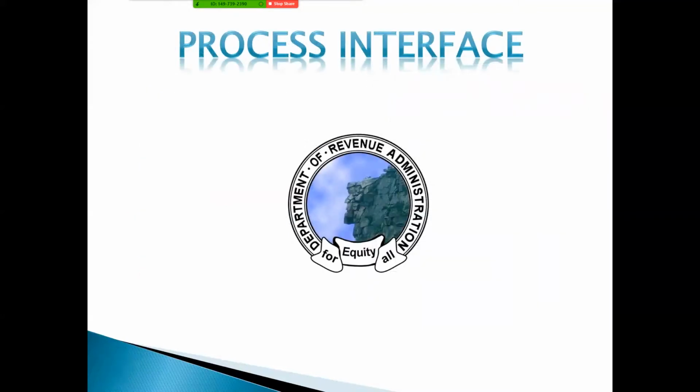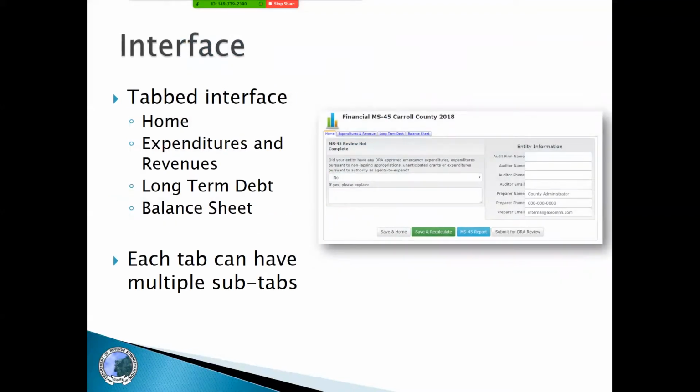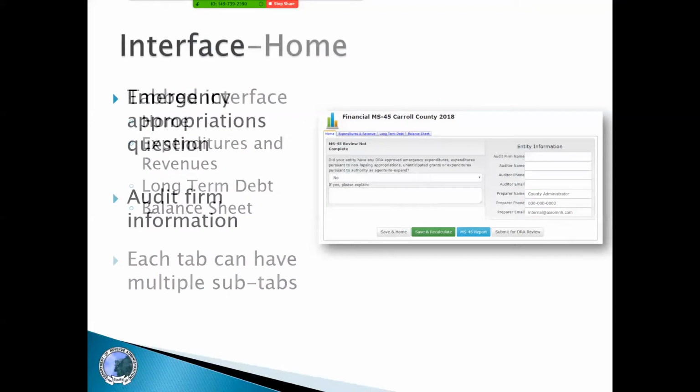Okay, so let's walk through the process interface, and we'll do it first in the PowerPoint here, and then we'll move forward and we'll actually take a look in the software. We'll show you how it works. To get to the interface, you simply click on the Financial tab and then select Continue next to the MS-45 Review. This is a tabbed interface, and it gives you access to all of the same form elements that you're used to. So you have your Home tab, which contains your auditor information and your preparer information. Then you have your expenditures and revenues, a long-term debt tab, and a balance sheet. And each of these high-level tabs has sub-tabs under it, which we will take a look at.